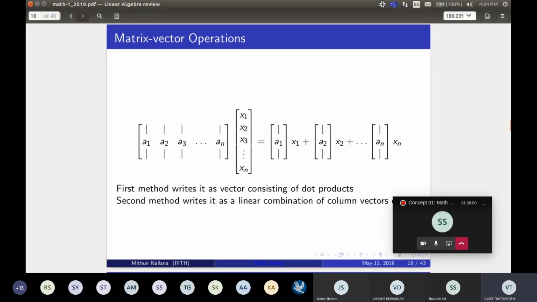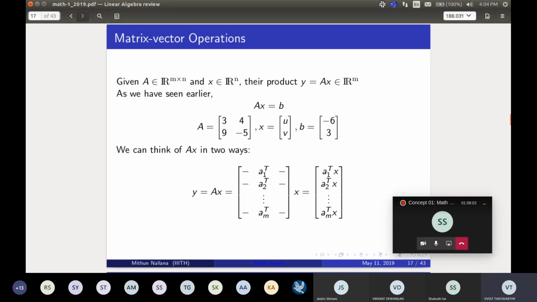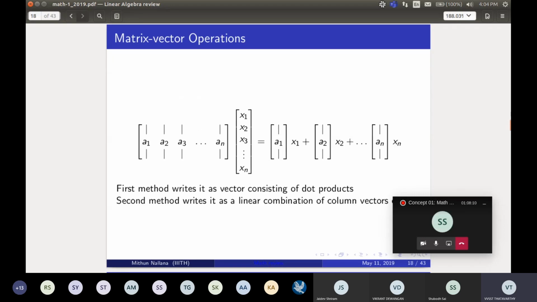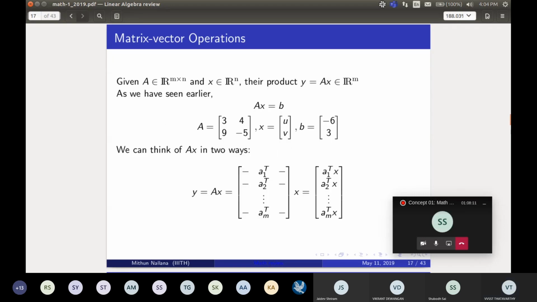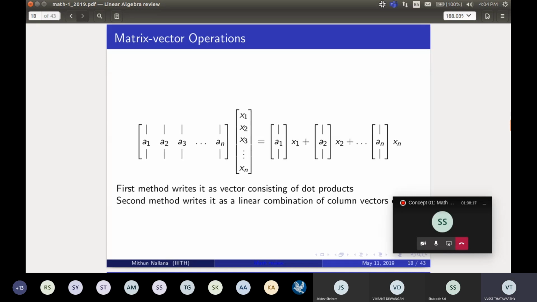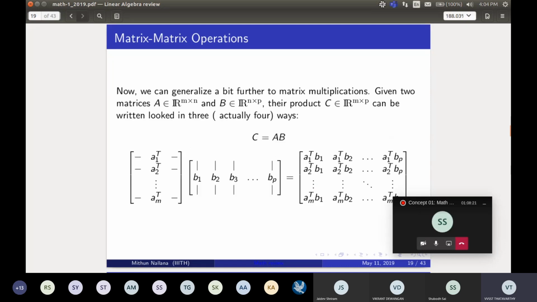The first method writes it as a vector consisting of dot products. Here we are seeing that (3, 4) dot (u, v) as our representation. Instead, we are here looking at it as (3, 9) into u plus (4, -5) into v. So you can view that in that manner. So it is a linear combination of column vectors. That is a different way of looking at it.